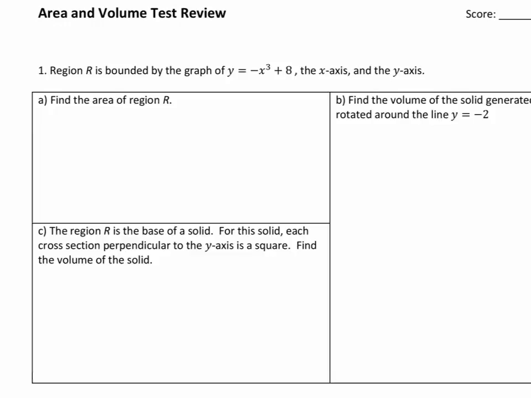All right, this is our area and volume test review. Let's take a look at problem number 1. It says region R is bounded by the graph of y equals negative x cubed plus 8, the x-axis and the y-axis. So let's draw a picture of what this looks like.